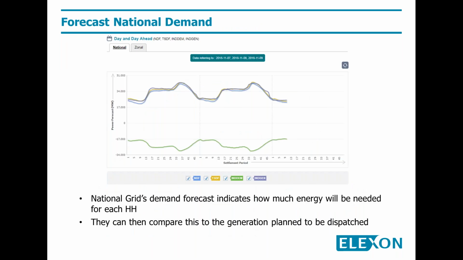So how do they do this? Well, they have a demand forecast, which tells them roughly how much energy they think is going to be needed half hour by half hour across the day. And then they compare this with the generation that's planned to be dispatched at the same time for the same periods.